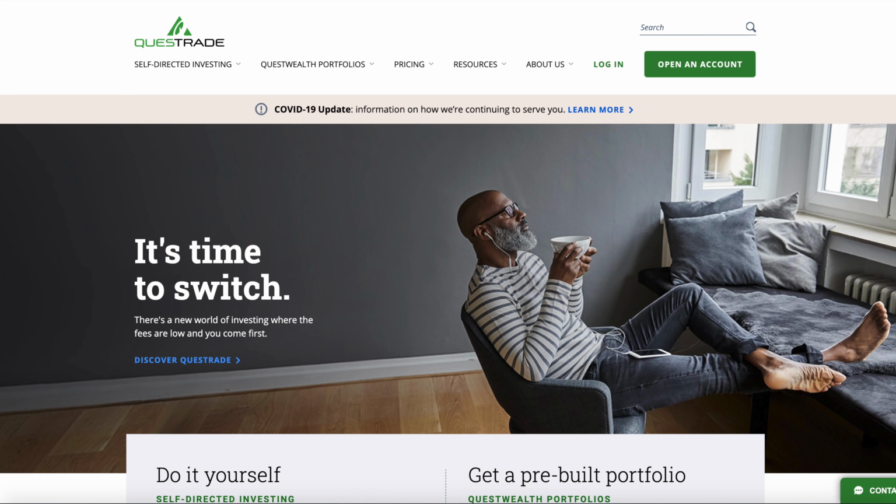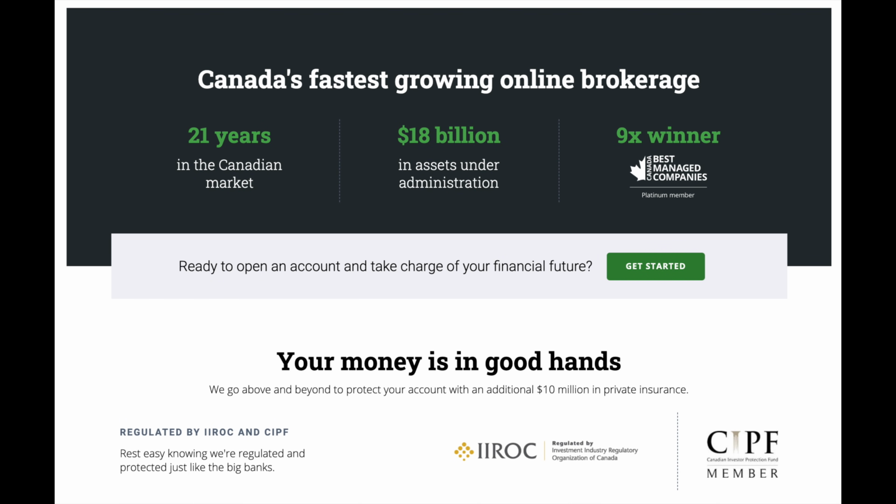Let's start this off with Questrade, as this is probably the most popular independent broker that you'll hear about when it comes to Canada. In terms of size, you can see they are 21 years in the market with over $18 billion in assets under management, or AUM.